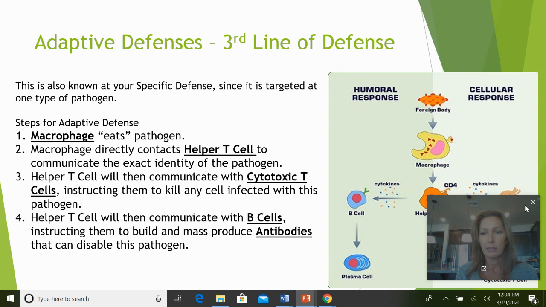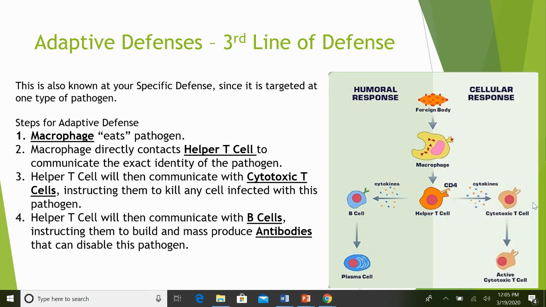So let me get this closed off here. Now we can actually see this diagram, because this is really a nice flow chart that helps us understand the steps taken when this third line of defense kicks in. So the first thing that happens, here's my foreign body. My foreign body, or my pathogen, has to get eaten by a macrophage.